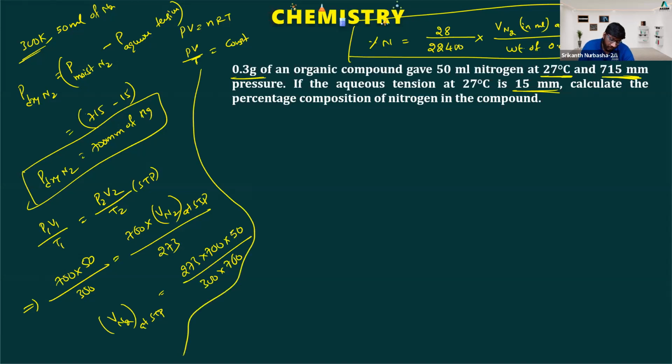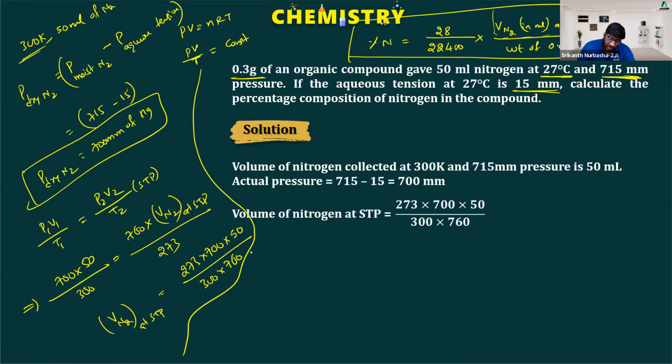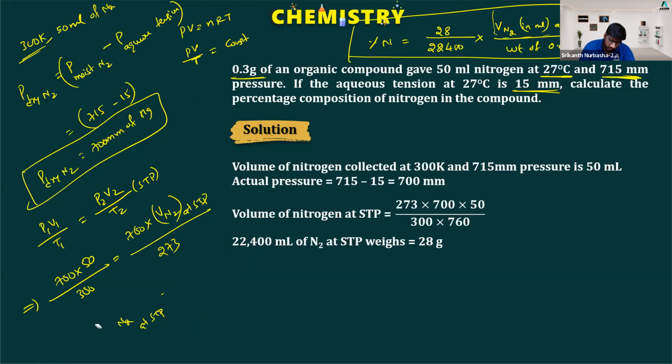Volume of N2 at STP is 273 into 700 into 50 divided by 300 into 760. That is the volume of N2 at STP, which is required. You can substitute and do the calculation.